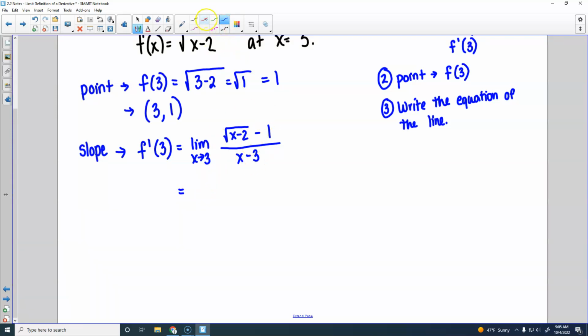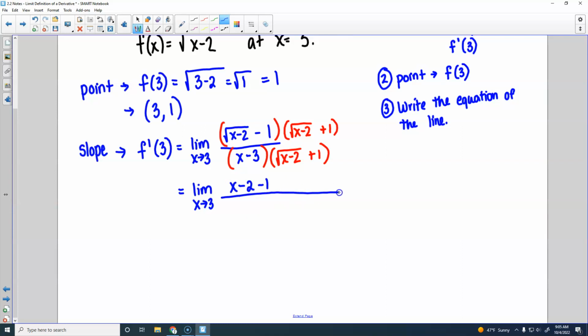We've got a square root. We're going to have to rationalize. We're going to put these in parentheses here. And then we're going to put this in parentheses when we do square root of x minus 2 plus 1. We're going to multiply that on top and bottom. So that will give us the limit as x approaches 3 of, we'll get x minus 2 minus 1 over, make sure you've got parentheses here. If you don't, it's incorrect.